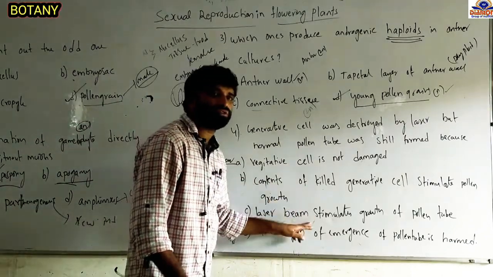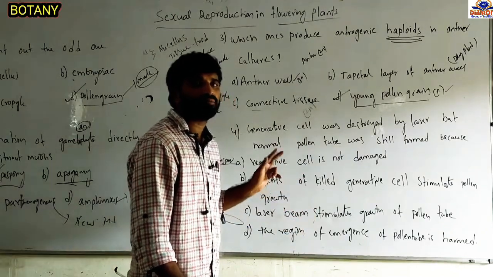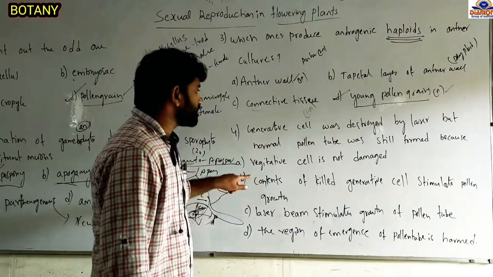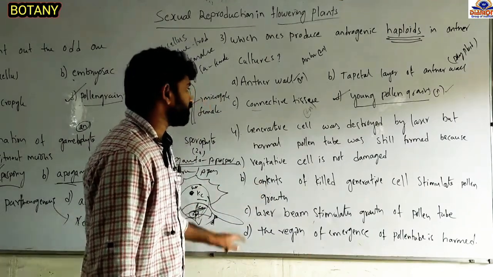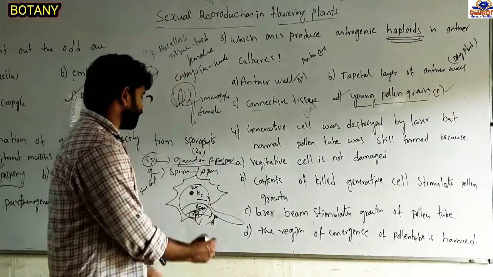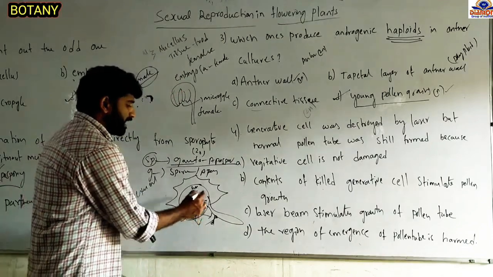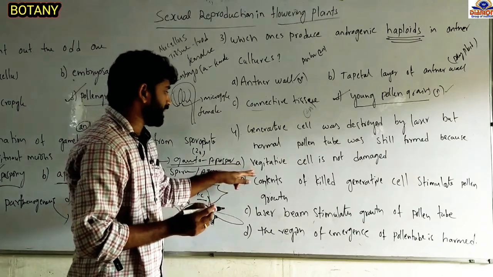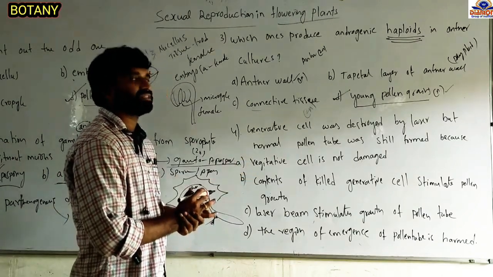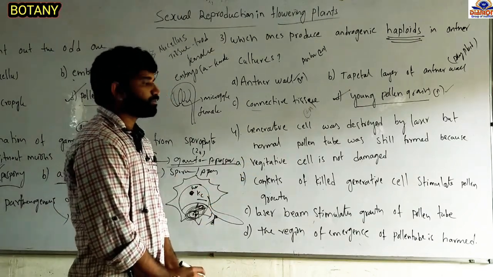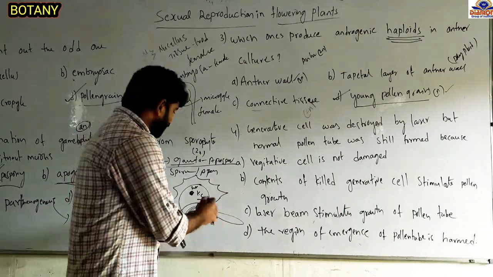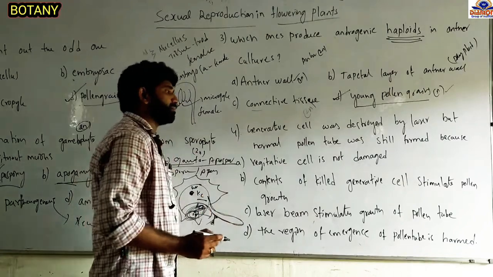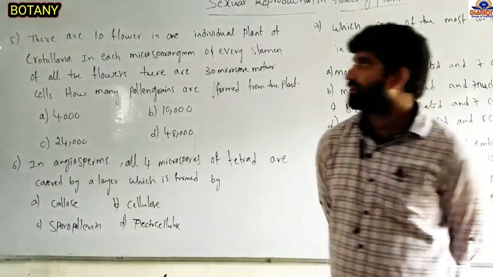Laser beam does not stimulate the growth of the pollen tube. Boric acid and sugar solution are used to stimulate pollen tube growth. And the content of the tilled generative cell stimulates pollen growth? Here the tilled structures do not stimulate pollen tube growth. The remaining option A says the vegetative cell is not damaged. The pollen tube is formed from the vegetative cell only. We are not causing any harm to the vegetative cell, so automatically the pollen tube is formed. So the answer is A. Yes.